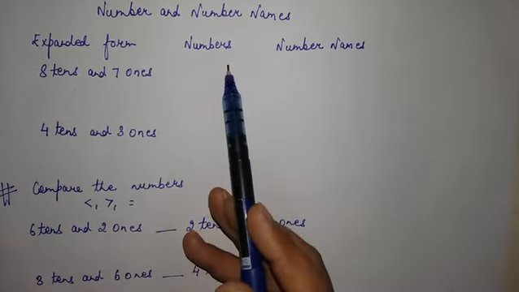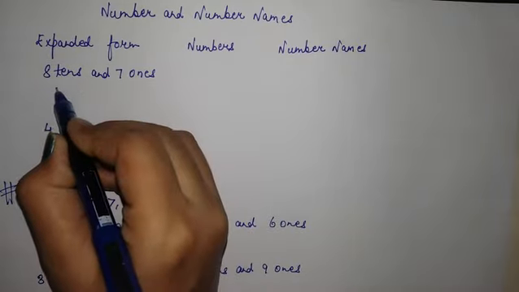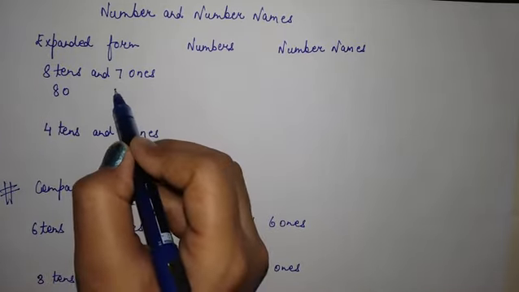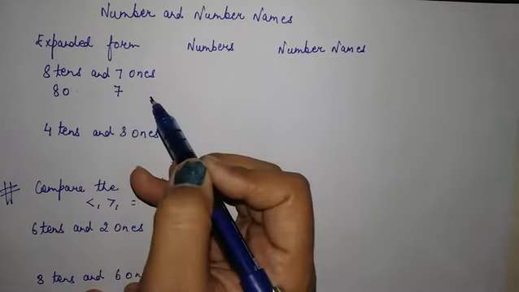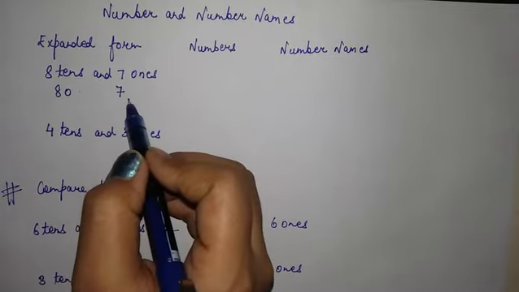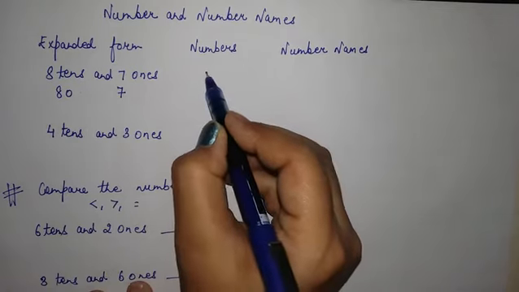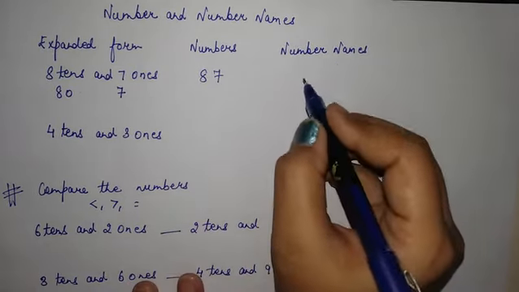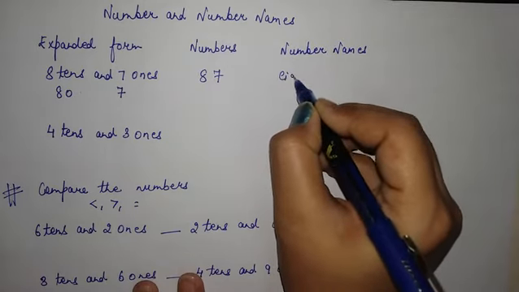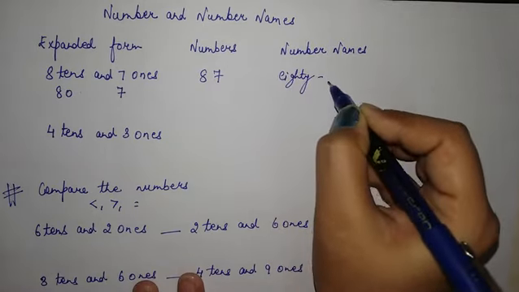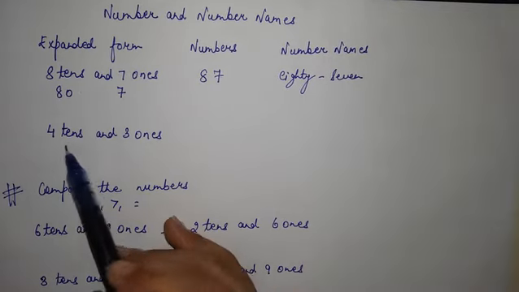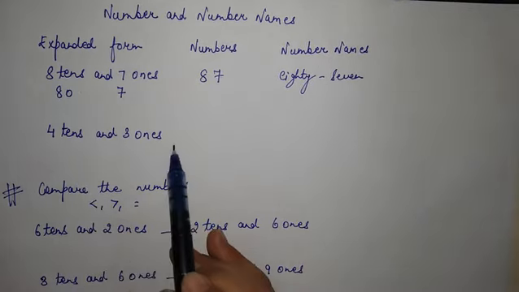So how we will write 8 tens means 80 and 7 ones means 7. So combinedly, which number is this? This number is 87. And how we'll be writing in number names? 87.